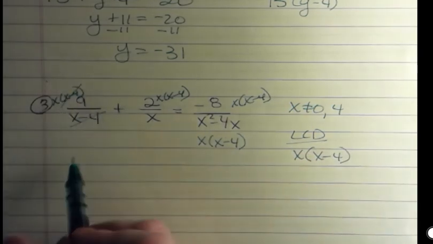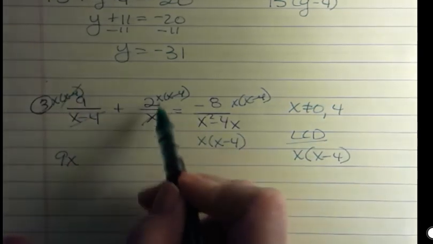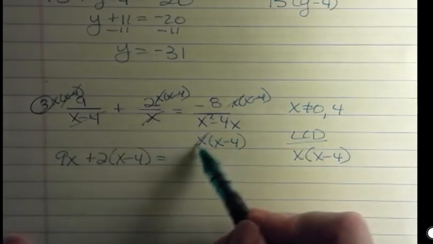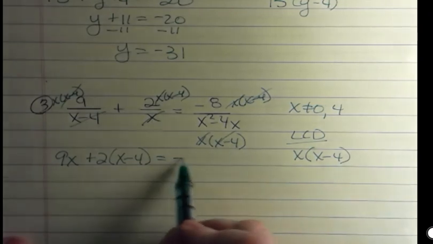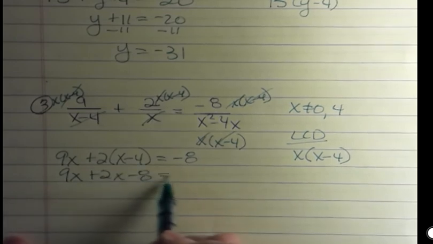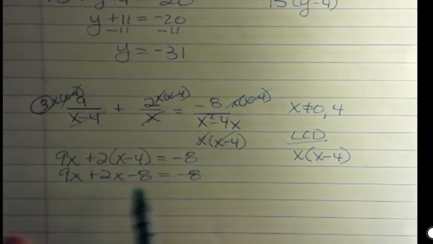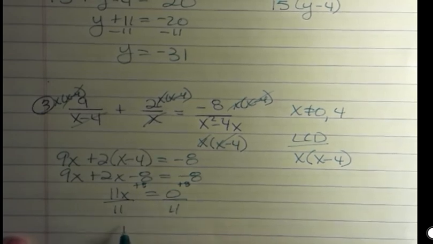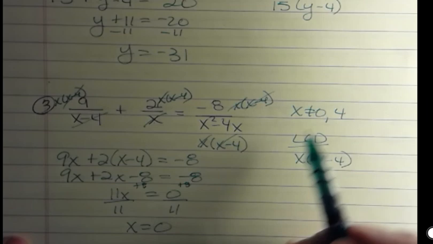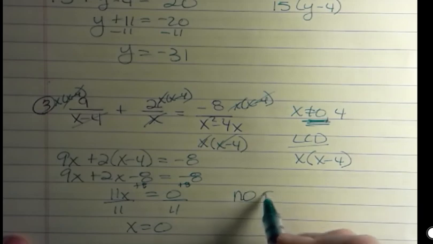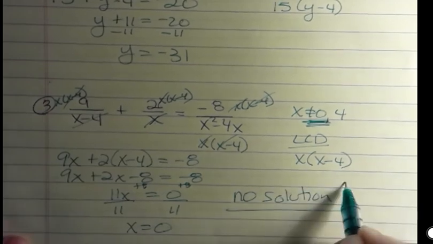The x minus 4's cancel, leaving me with 9x. The x's cancel, leaving 2 times x minus 4. The x and the x minus 4's cancel here, leaving me with negative 8. So I have 9x plus 2x minus 8 equals negative 8. I'm going to get 11x. I'm going to add 8 to both sides, and I get 11x equals 0. Divide both sides by 11, and I get x equals 0. Problem, because I said x cannot be 0. Since x cannot be 0, there is no solution to this equation.